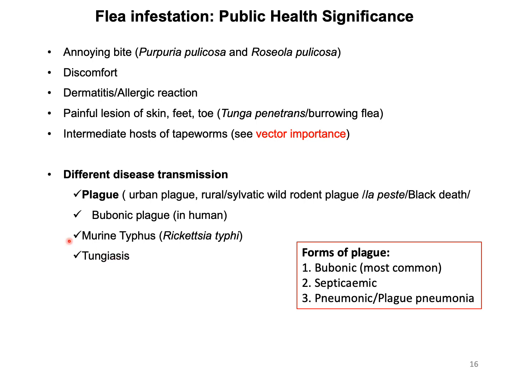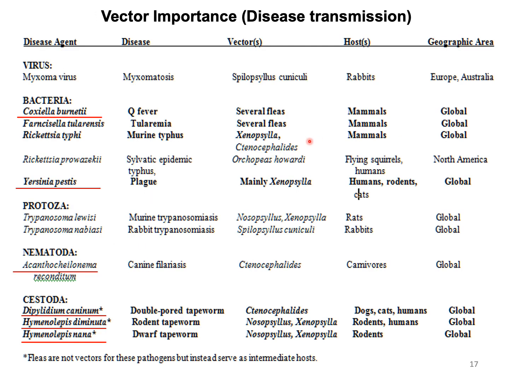Other diseases in the transmission of which fleas play a role include murine typhus and tungiasis. As mentioned earlier, fleas have a very significant role in the transmission of different disease producing agents. They can transmit viruses, bacteria, protozoa, different nematodes, parasites, and cestodes. For the viruses, the first one is the myxoma virus, and it causes myxomatosis. The host is the rabbit and the distribution is Europe and Australia.